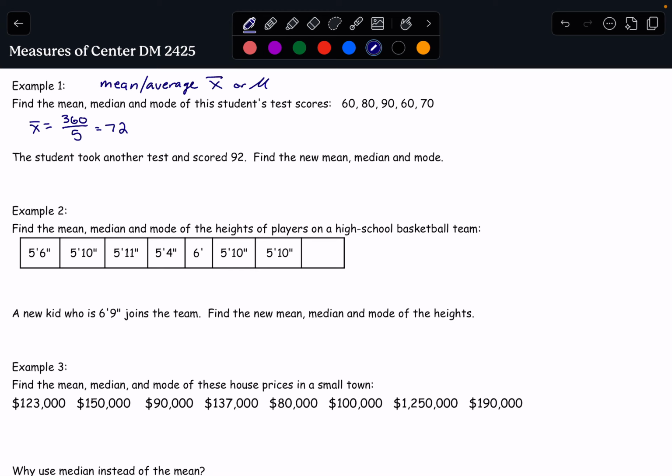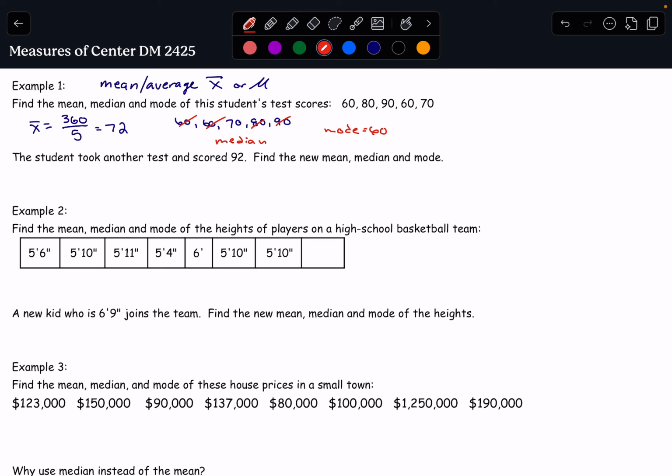The median, if I put these in order, I've got 60, 60, 70, 80, 90. And if I work my way to the middle, then 70 would be the median. The median would be that 70 right there in the middle. Now mode, the number that shows up the most, is 60. It shows up twice. Now what happens if you add another test score? Now notice this score is 92.